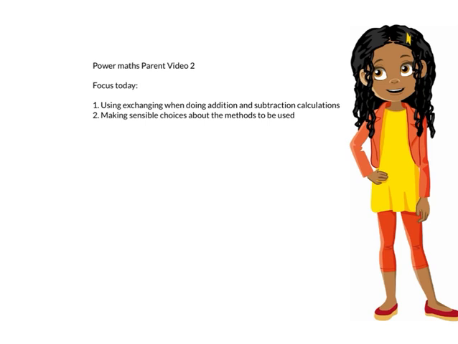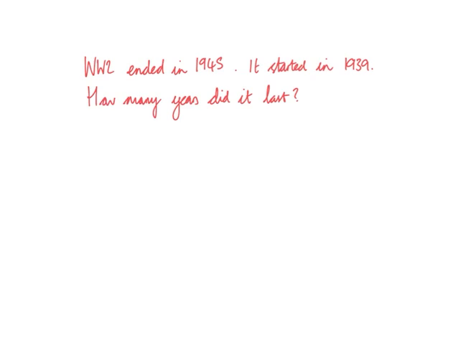In today's session, we were looking at using addition and subtraction in columns when we had to exchange. In other words, in the olden days you'd call it borrowing, we call it exchanging. And also making sensible choices about the methods that they're going to use. What I mean by the sensible method is this sort of thing.